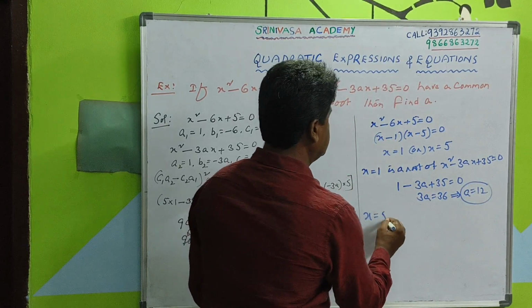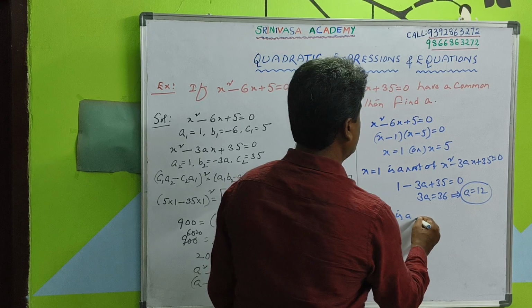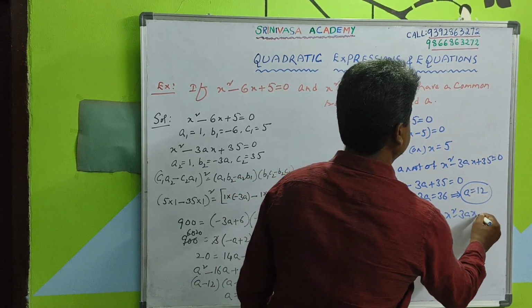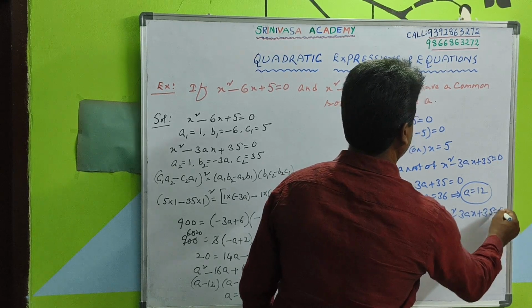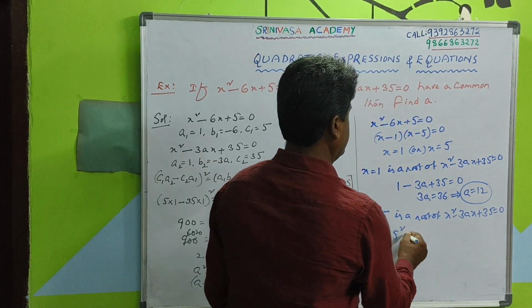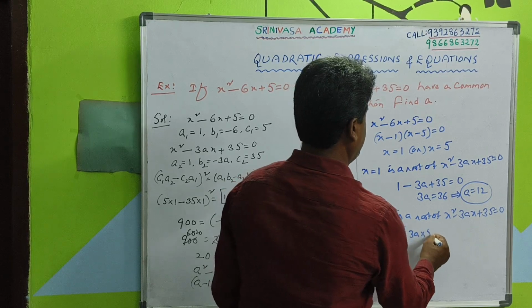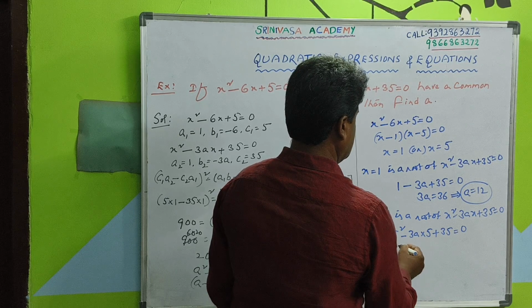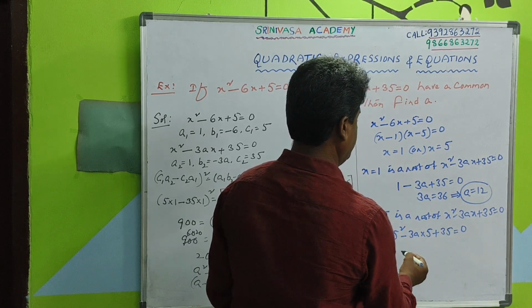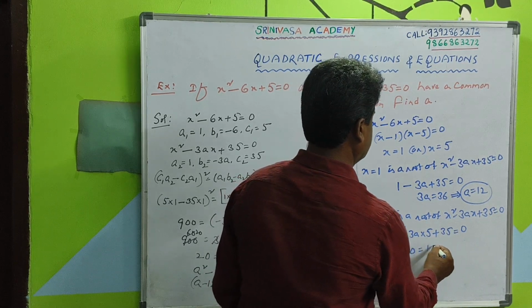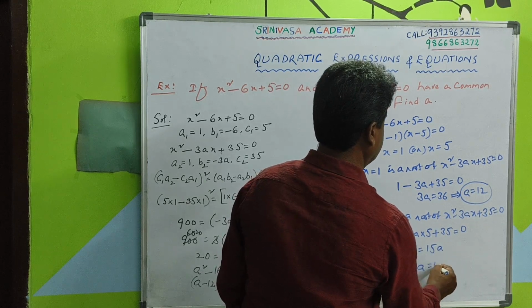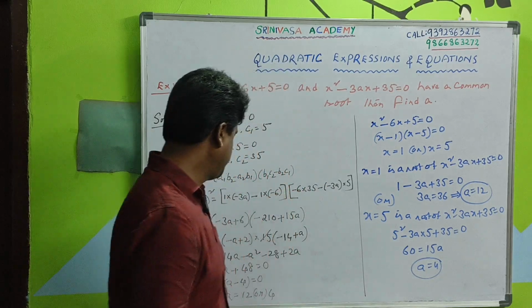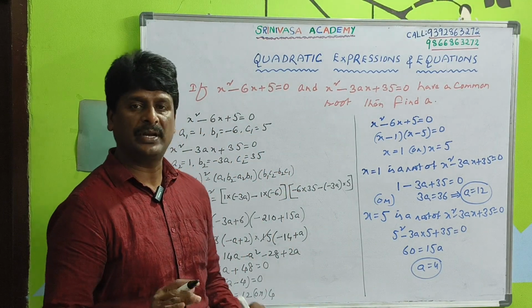Suppose x is equals to 5 is a root of x square minus 3ax plus 35 is equals to 0. 5 square minus 3a into 5 plus 35 is equals to 0. So this is 25 plus 35, 60 is equals to 15a. a is equals to 4. So either a is equals to 4 or a is equals to 12.